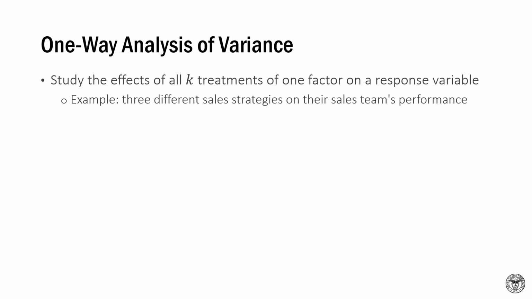ANOVA was first developed for use in agriculture, where the term treatment was used to identify how different plots of land were treated with various fertilizers. One-way ANOVA is now commonly used in many fields, including psychology, biology, and business, to compare the means of different groups and determine if there are significant differences between them.